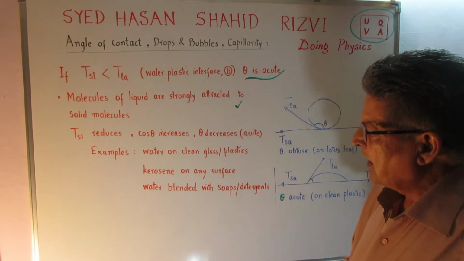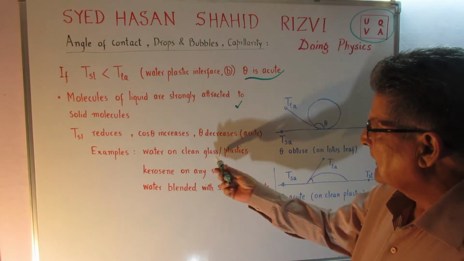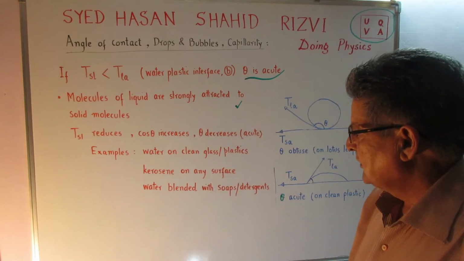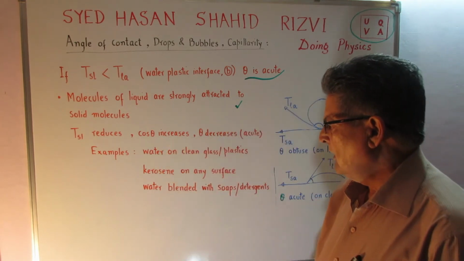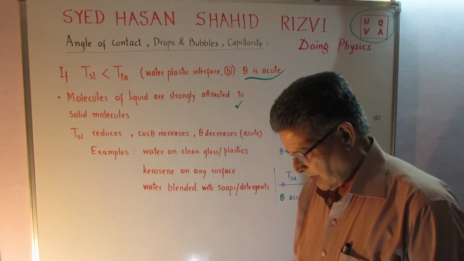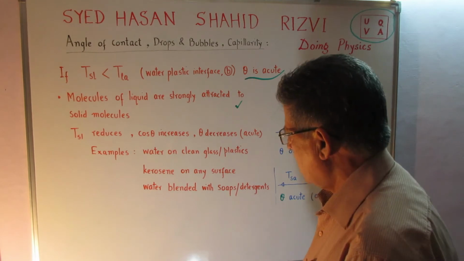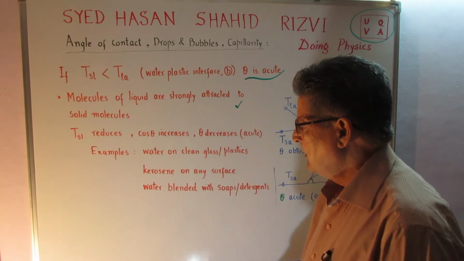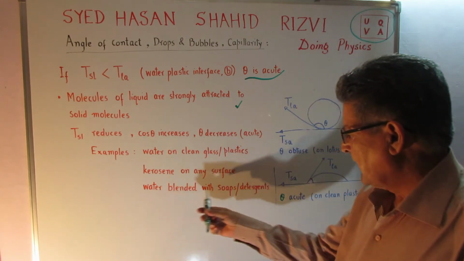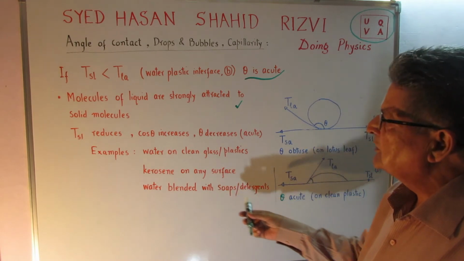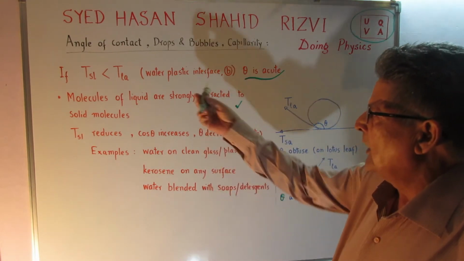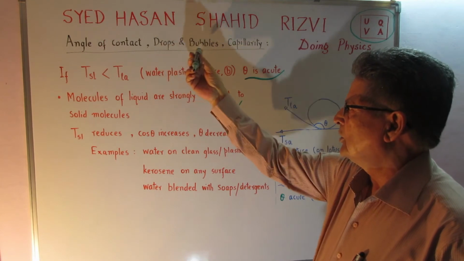And the examples are water and clean glass or plastics, kerosene oil, which is called mitti ka tel, on any surface, and water blended with soaps and detergents, etc. So we go on next to talk about drops and bubbles.